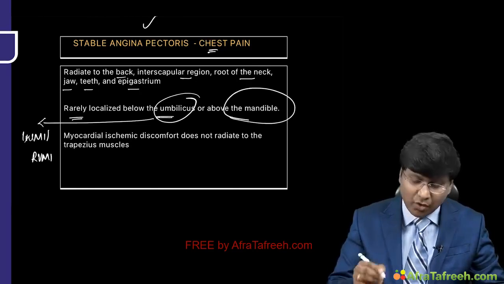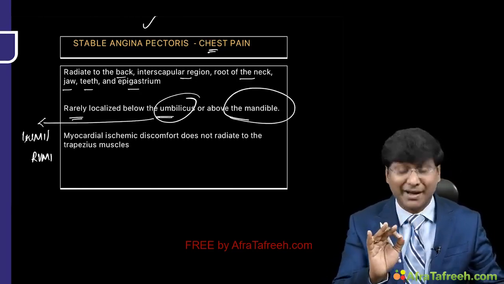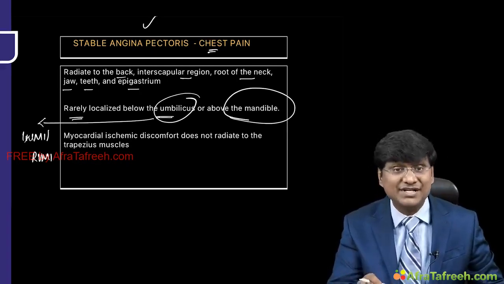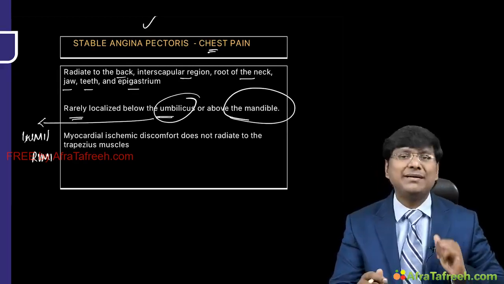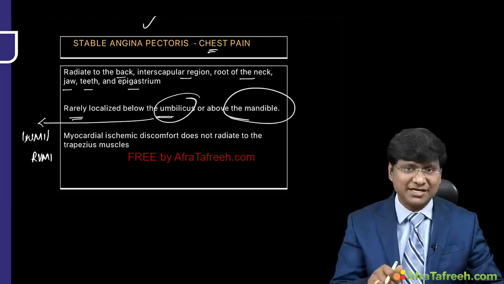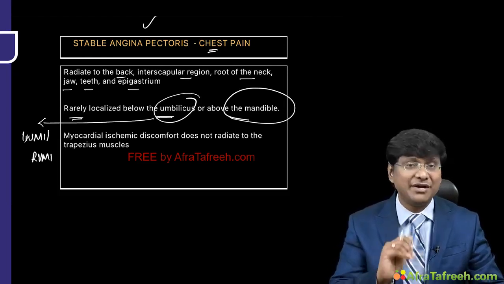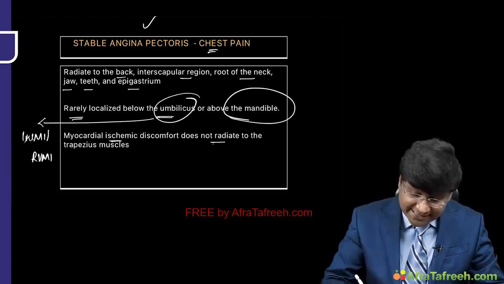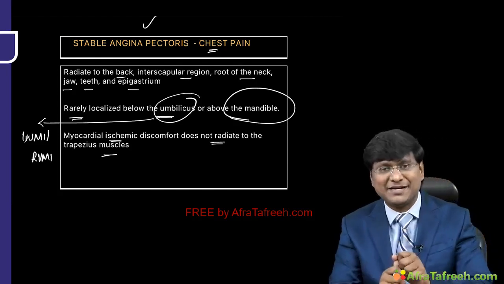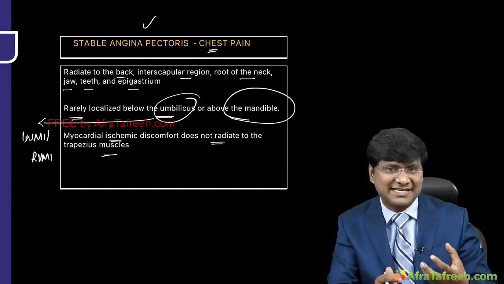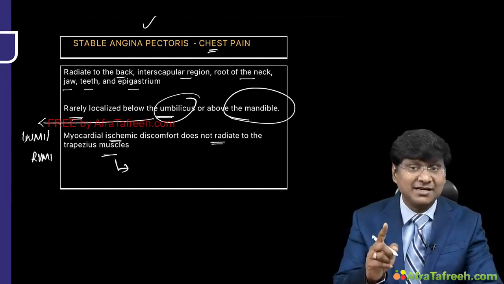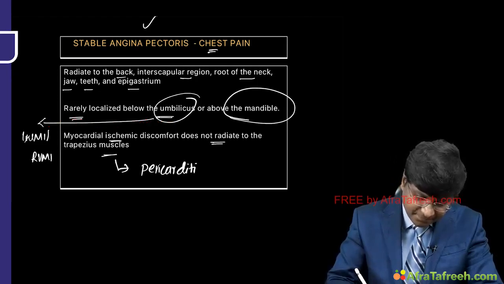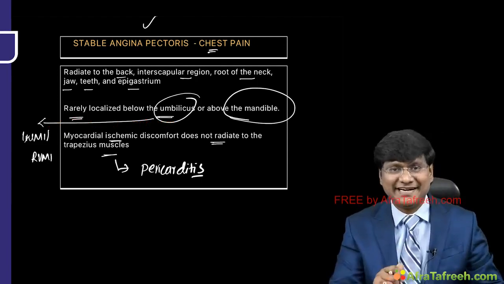And the pain can also radiate above to the mandible as well, right? And occasionally the angina is localized below the umbilicus also, right? Even below the umbilicus also. That is what you will see in case of right ventricular MI or inferior wall MI, right? Then this myocardial ischemic discomfort does not radiate to the trapezius muscle. If the pain of the chest discomfort is radiating to the trapezius muscle, it is more typical of pericarditis, right? It is more typical of the pericarditis, right?